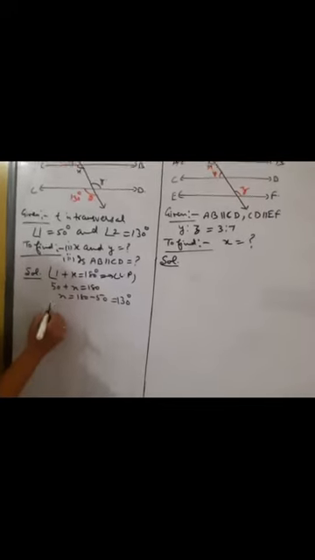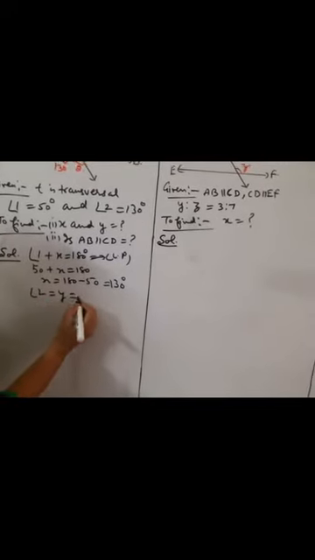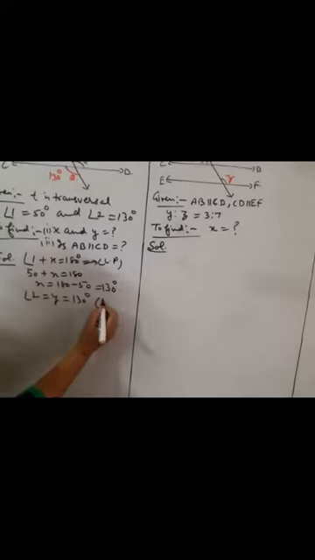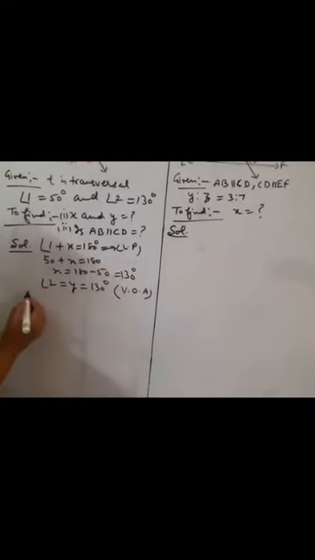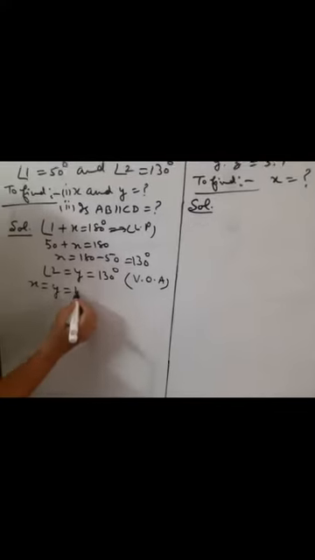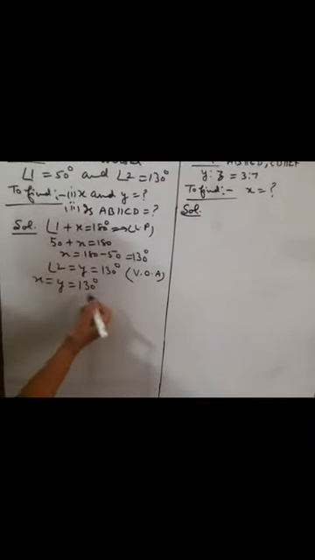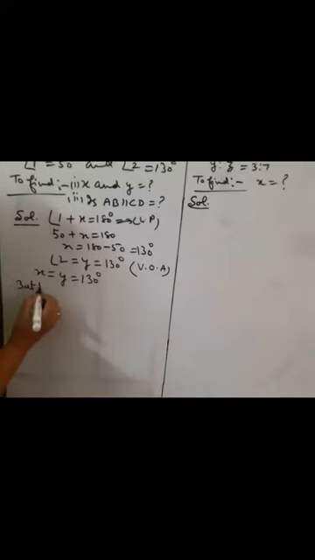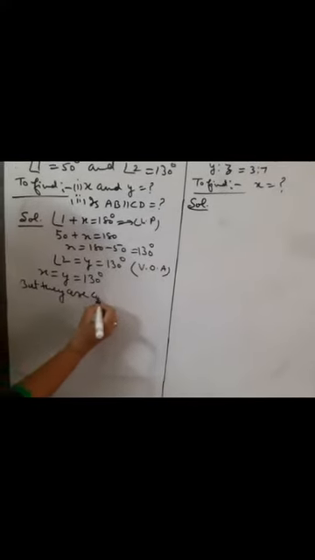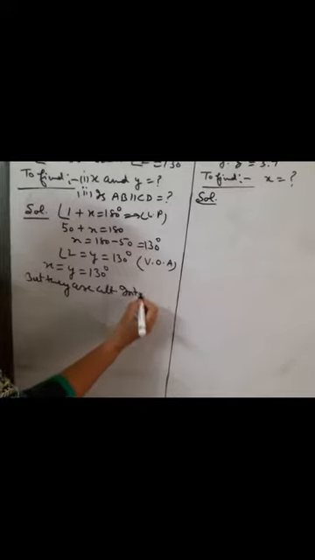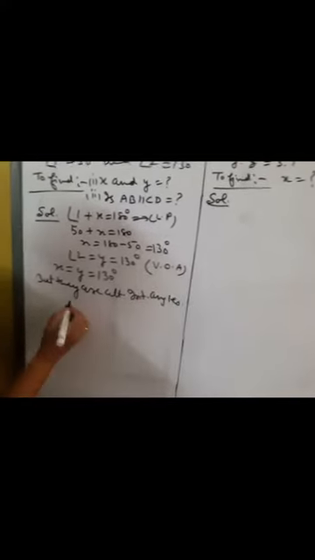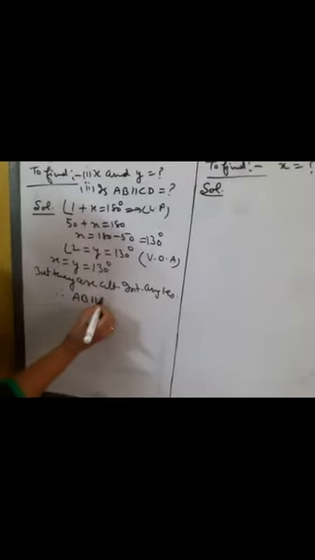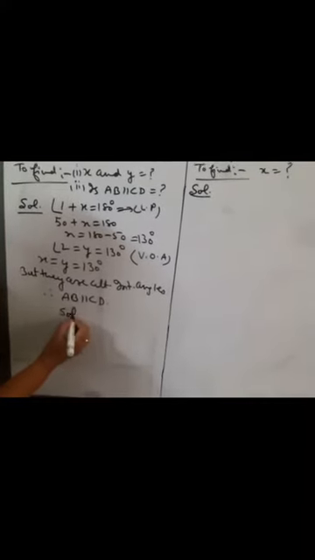And angle 2 is equal to Y, 130 degree. They are vertical opposite angles. See, they have same vertex, they are vertical opposite angles, they are equal. Now X and Y both are equal to 130 degree, but they are alternate interior angles. Therefore, AB is parallel to CD. Solved.